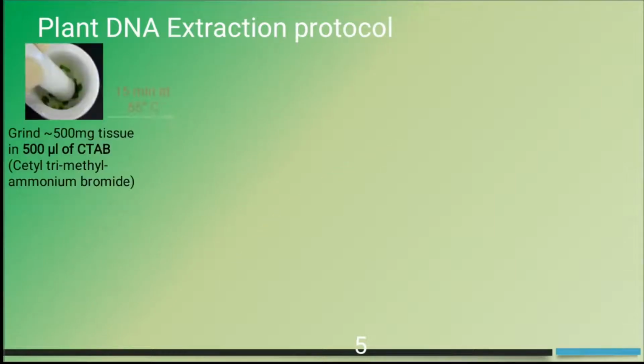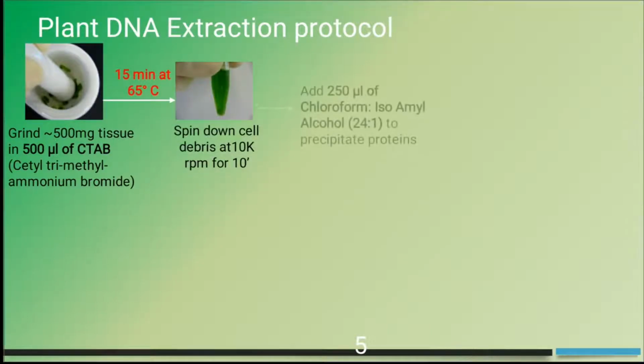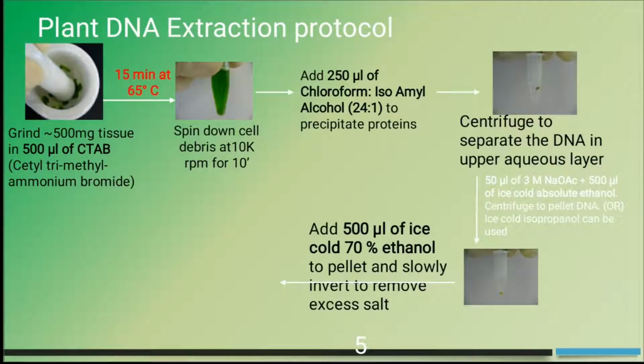Take an autoclaved, purified pestle and mortar and collect approximately 500 mg of tissue and place it in the mortar, add liquid nitrogen and grind well to make it powdered. With this, approximately 500 microliter of CTAB solution is added. Then the plant sample with CTAB solution is incubated in a 65 degrees Celsius water bath for 15 minutes. During this time, the CTAB will disrupt the plasma membrane and DNA will come out.